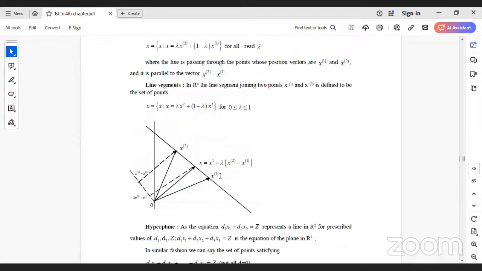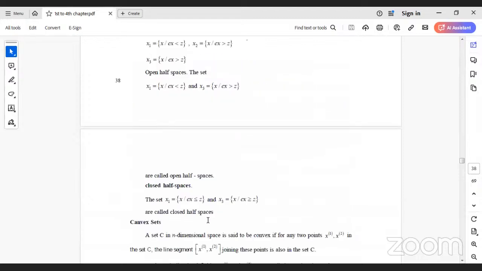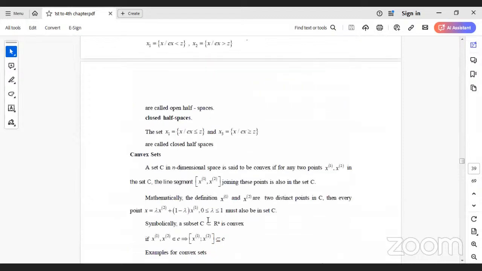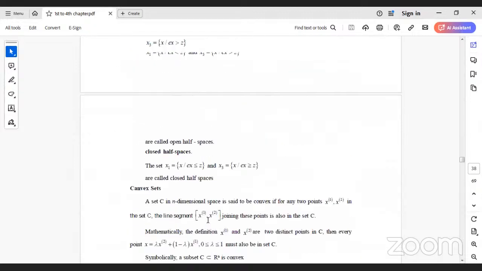This is x¹, x = x¹, λ common, x² − x¹, x², x¹ − x², this is λx¹. So this condition, which we are taking as open half spaces: the set x₁ cx less than z and x₃ cx greater than z, we are calling here an open half space. In short, they will ask about open half spaces.